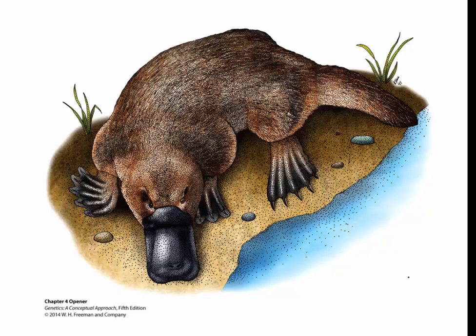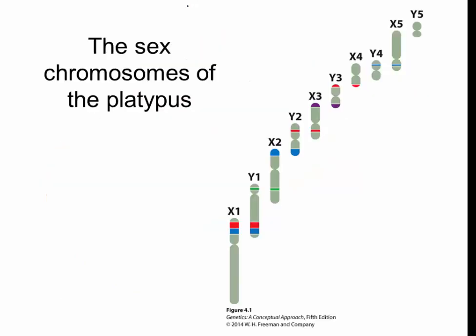That's a picture of a platypus. That's our chapter opener. The reason they showed that is because the platypus has a bizarre sex determination mechanism, with a whole bunch of X chromosomes and Y chromosomes. It's pretty complicated, and we're not going to go into that. It's just an example that there are lots of different ways of sex determination.